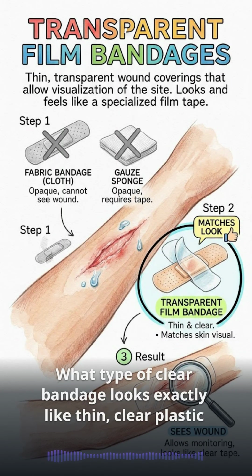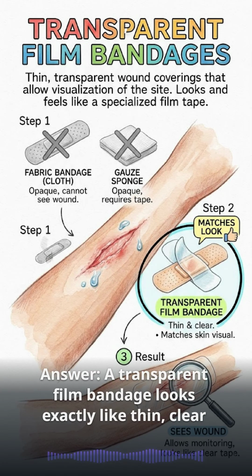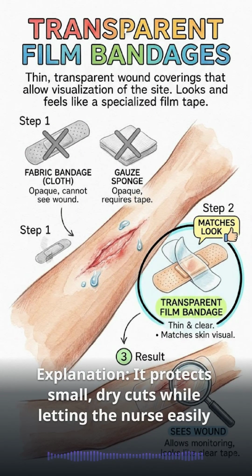77. What type of clear bandage looks exactly like thin, clear plastic tape? A transparent film bandage looks exactly like thin, clear plastic tape today. It protects small, dry cuts while letting the nurse easily see inside.